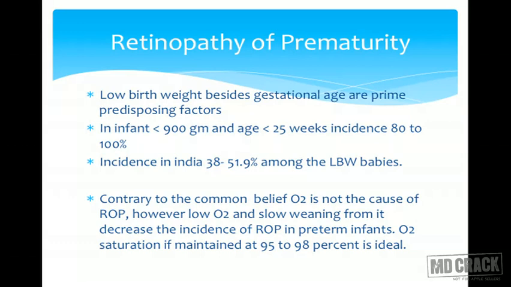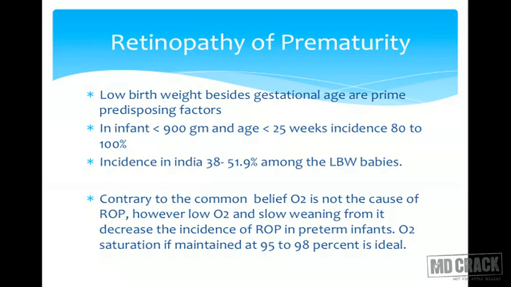Retinopathy of prematurity was initially called retrolental fibroplasia because of the classical presentation during the years when the treatment was not so good. Low birth weight babies, besides the gestational age, are the primary predisposing factors for development of retinopathy of prematurity. In infants less than 900 grams and age of less than 25 weeks, the incidence is around 80 to 100%. So virtually almost every child of that low birth weight is going to develop retinopathy of prematurity.